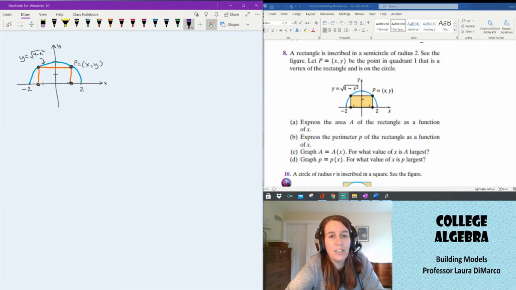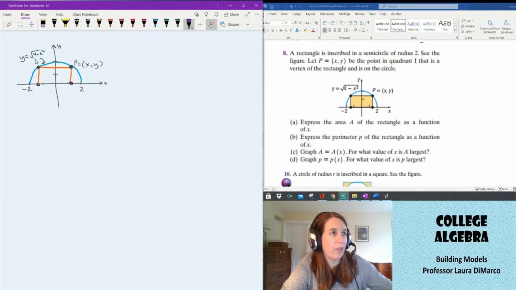Hi, we are continuing with building models, and this is problem number 2. It is labeled number 8 on the worksheet. So you have a nice little diagram given, and it describes a rectangle that is inscribed in a semicircle. It shows you how the rectangle touches the circle at the 2 points, and then otherwise it is a rectangle. It gives you that this point is point P, and that is x comma y. And then it asks just for a few things.